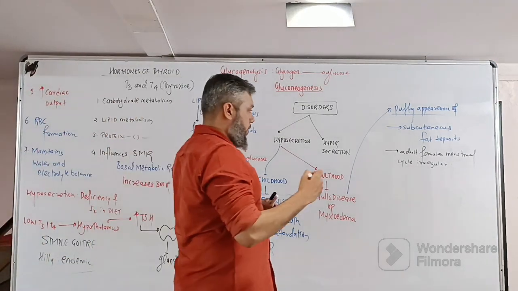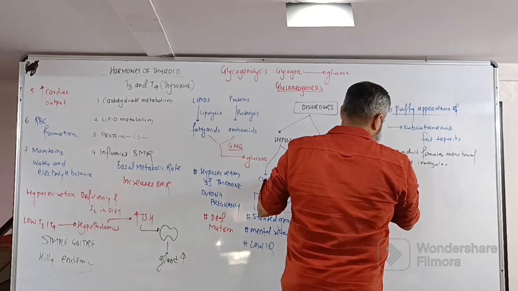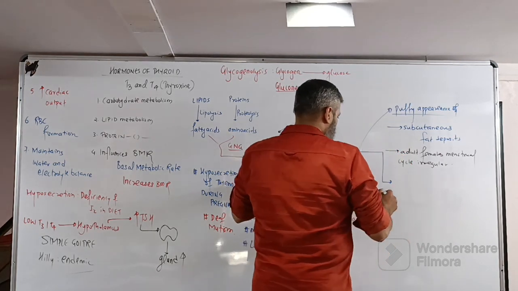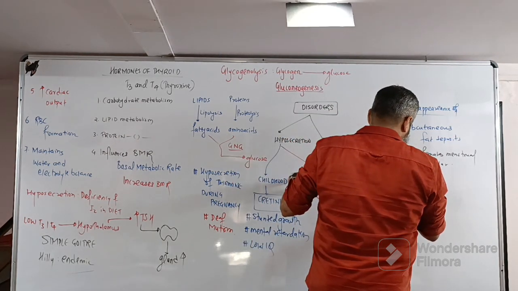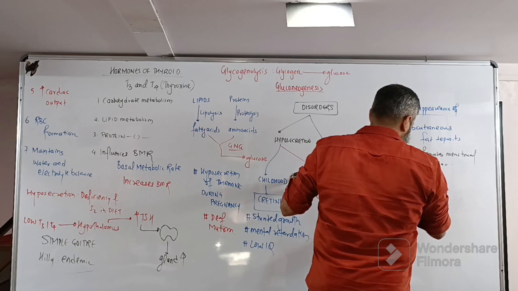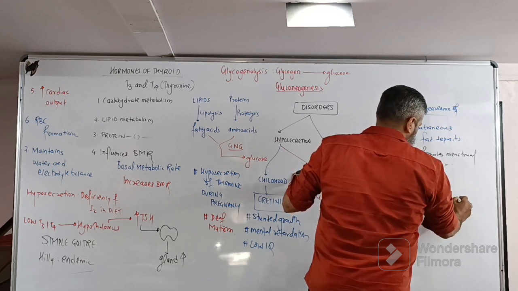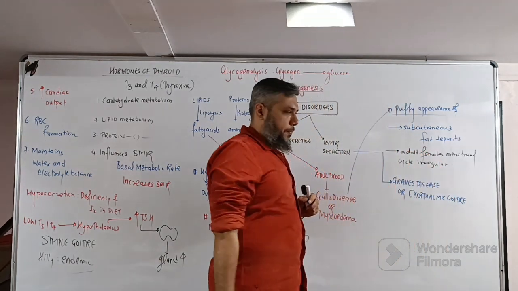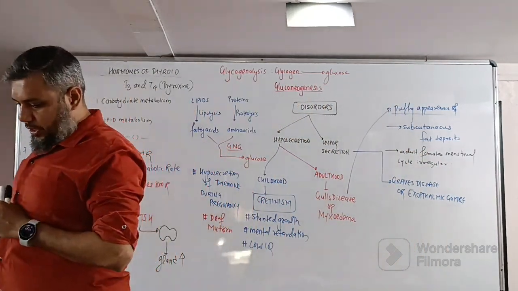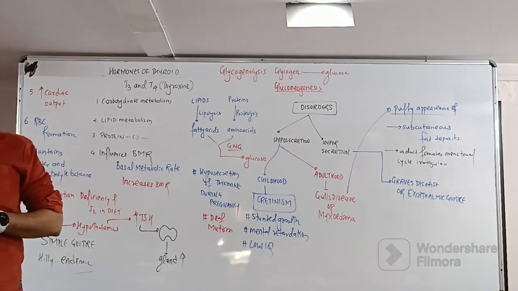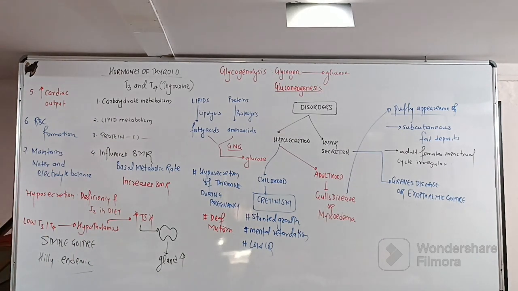If there is hypersecretion, it results in a condition which is called Graves' disease, name of a person, also known as ophthalmic goiter. What do you call it? Graves' disease, or is also called as what, bachcho? Ophthalmic goiter. In this particular person, yes madam, second last bench, white shirt.